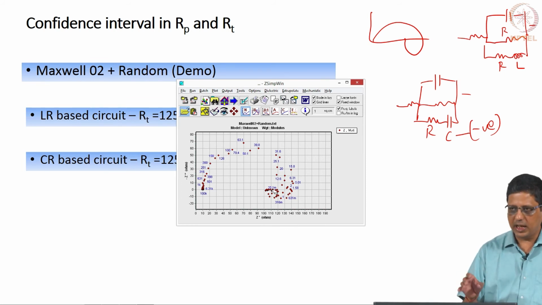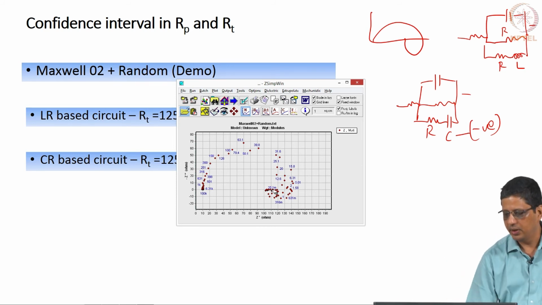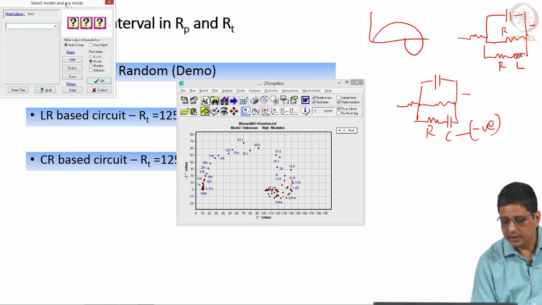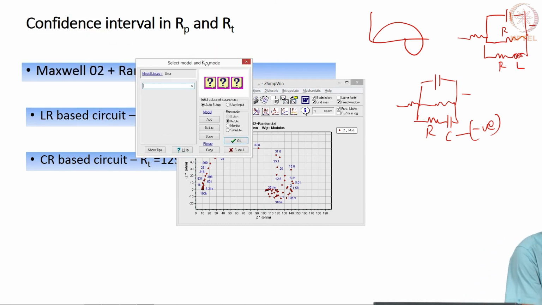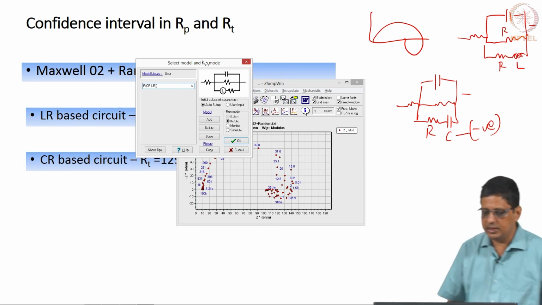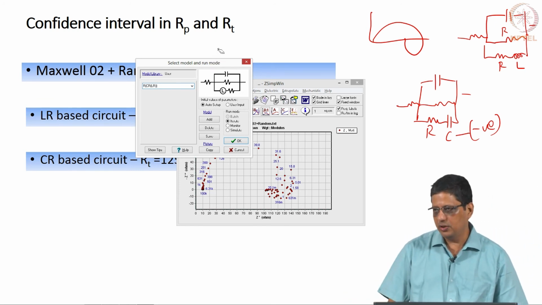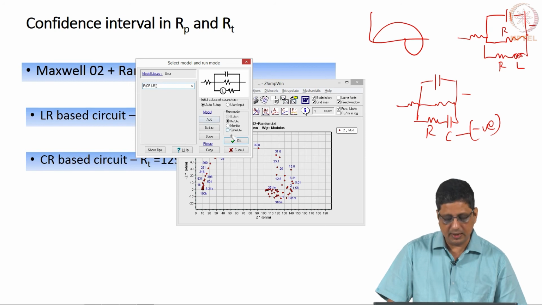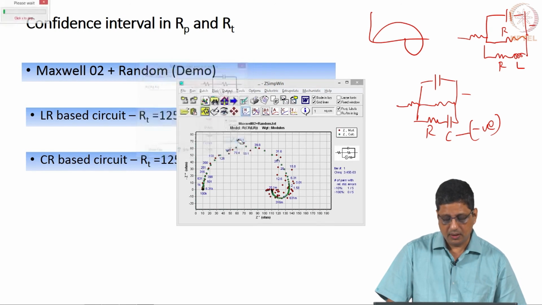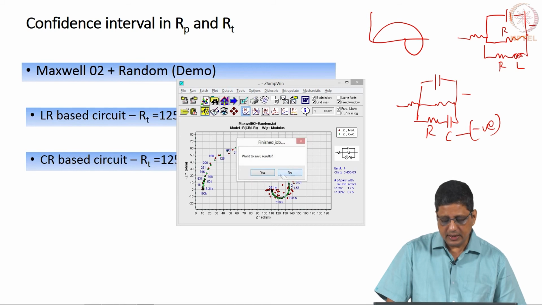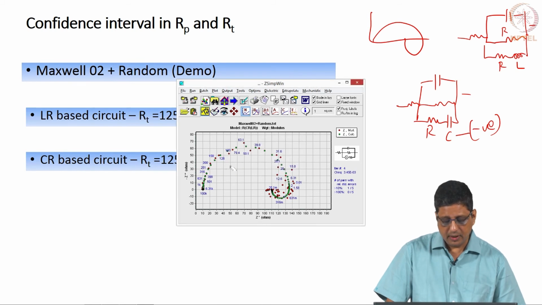But I want to show you what happens when you have real data. This is of course not real data, but noisy data. In ZSimpWin, I can use this circuit model. Any other software you can use, it is okay, you will get pretty much the same result. It fits it and says, yeah, this is the fit. Of course the data is noisy, the fit is okay, and this has come from artificial data, it does fit well.